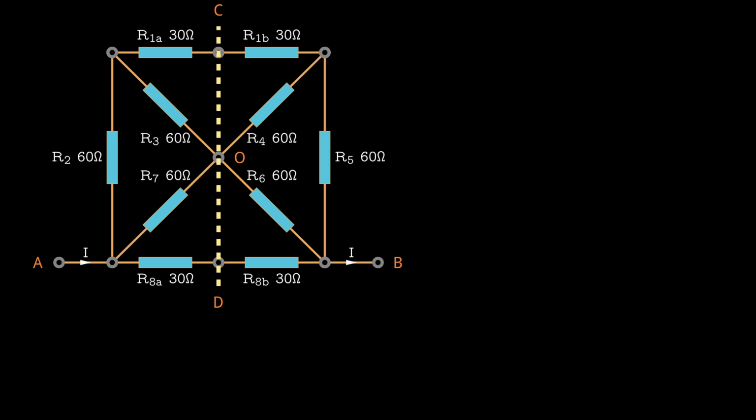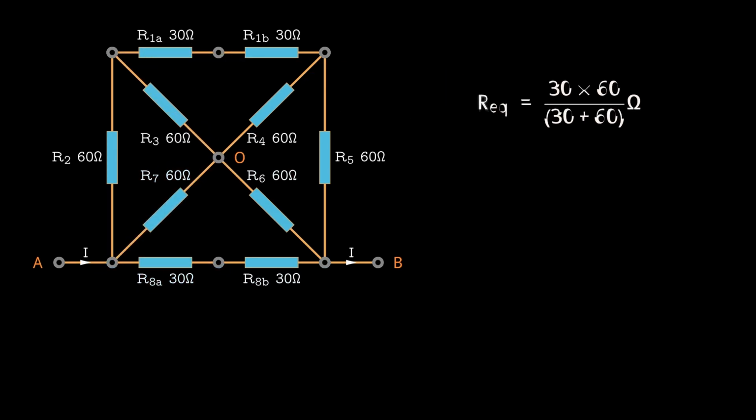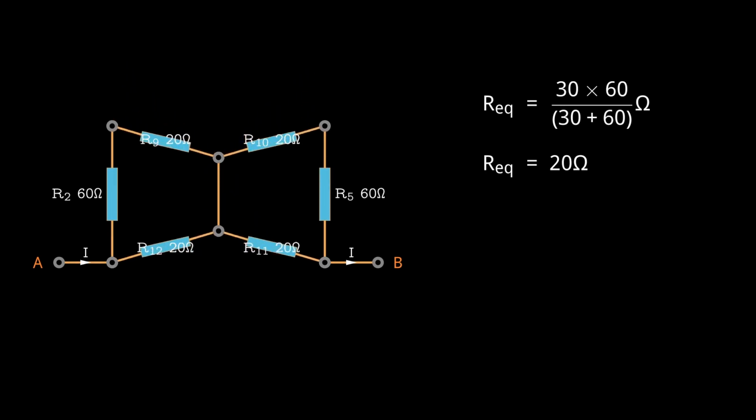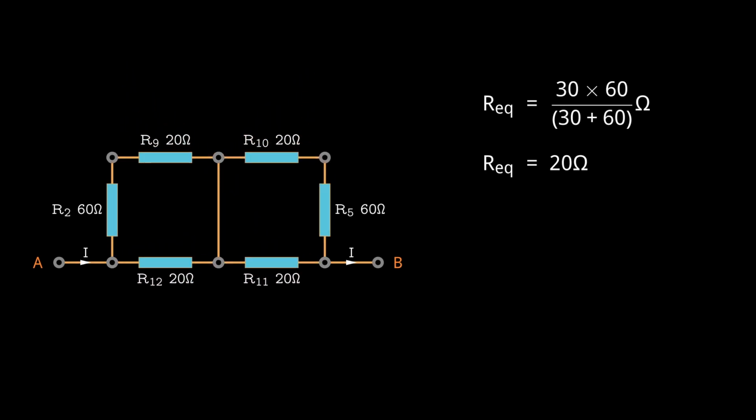Since all the nodes along the symmetry line share the same potential, the groups of resistors on either side of the line are effectively in parallel. This allows us to simplify the circuit further by replacing each group with a single equivalent resistor. Let's rearrange the resistors in the circuit to make the series and parallel connections more apparent.